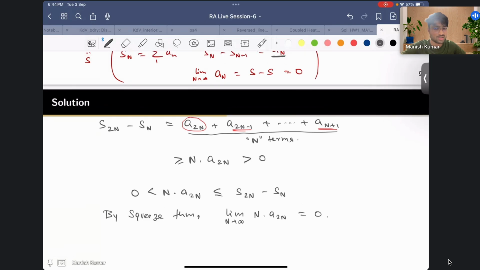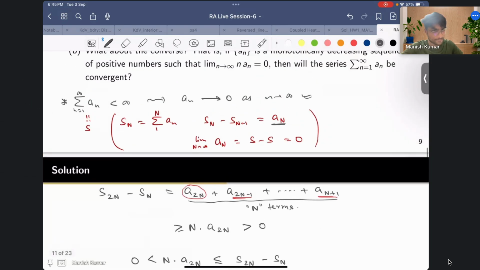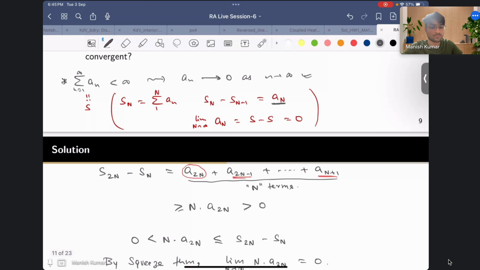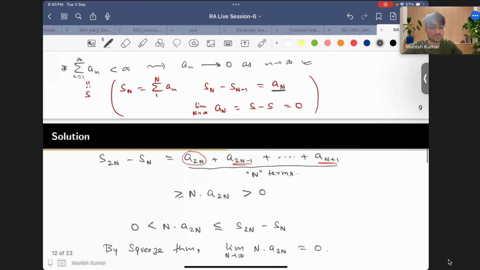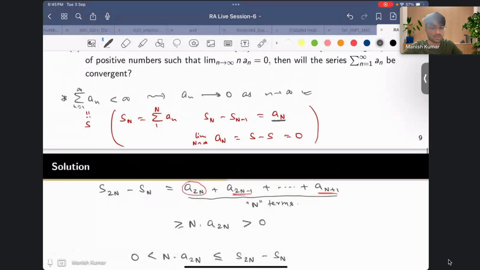Is this okay? Now what do you think? Does this solve the problem? But there they have mentioned n into a_n, not a_2n. Correct. So what do you think? What should we do next?